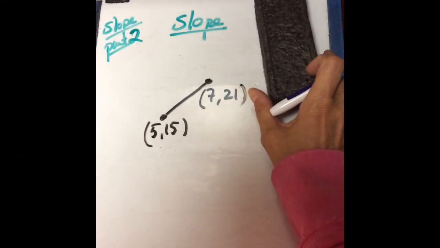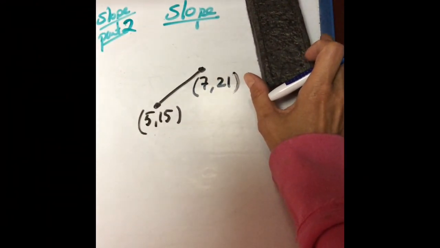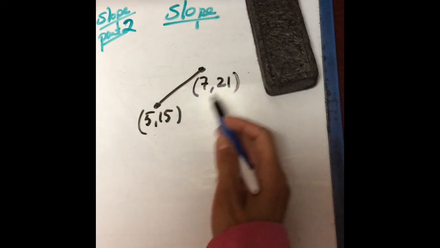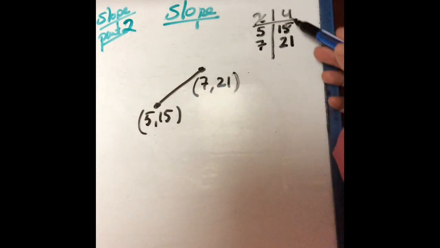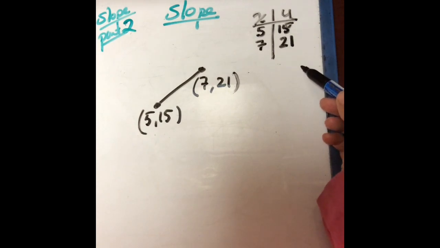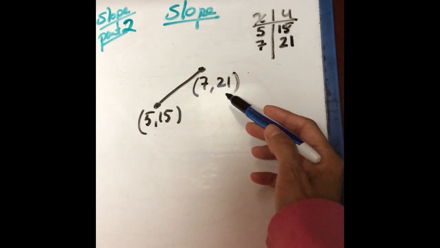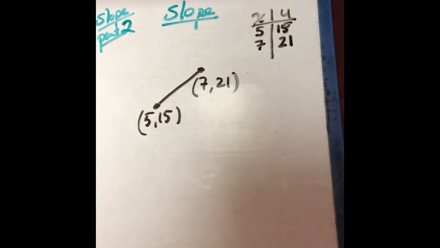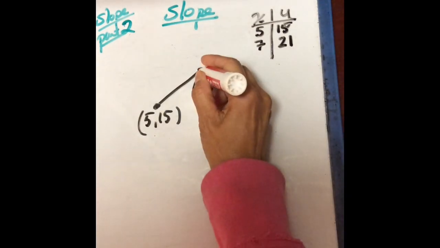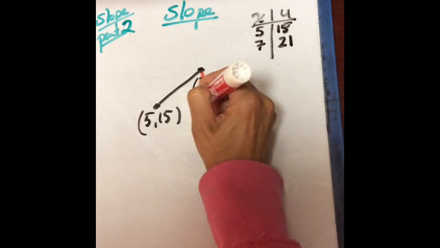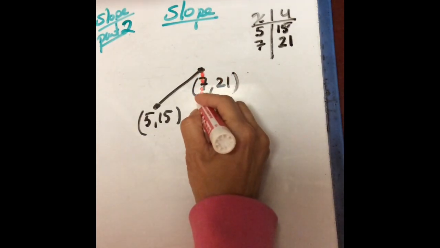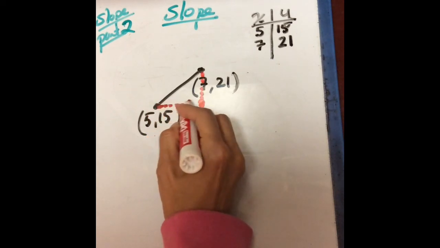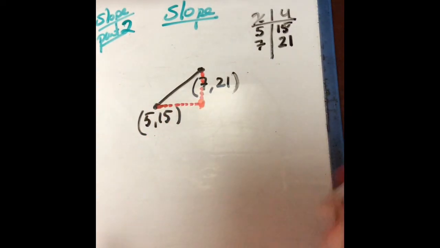Suppose we didn't have a grid and we couldn't count the squares, or the grid is not going up by the same scale on both the x and the y, and we were just given a line with these coordinates, or a table of values with these coordinates, and we don't have anything to count. But what we found before with the rise and the run was that the rise was the difference in the vertical distance, and the run was the difference in the horizontal distance.